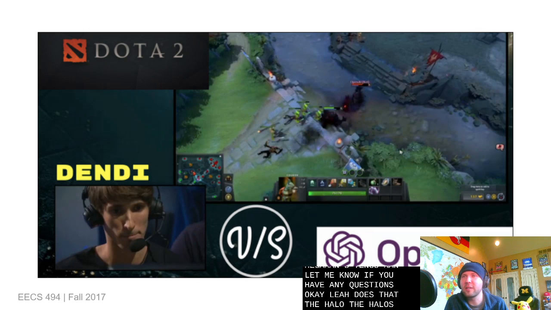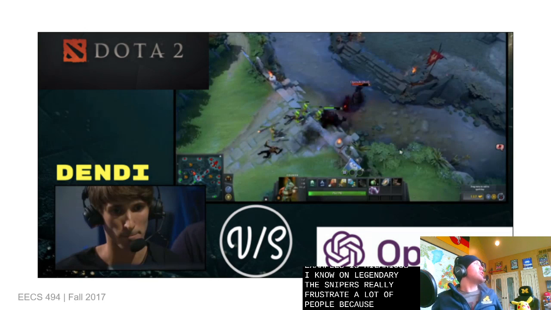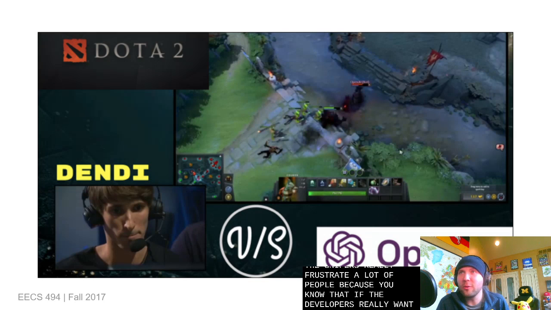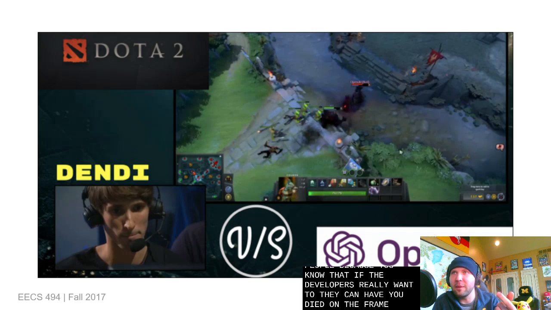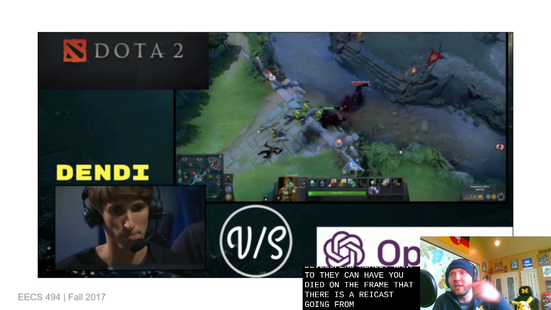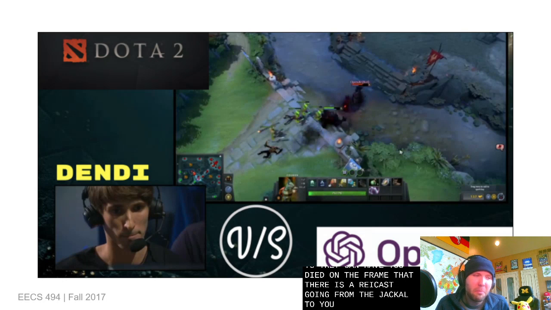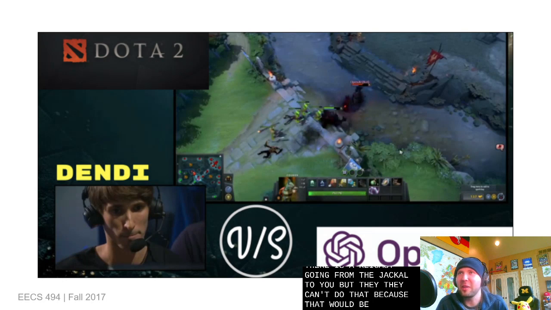The Halo example is hilarious. I know on Legendary the snipers really frustrate a lot of people, because you know that if the developers really want to, they can have you die on the frame that there is a raycast going from the Jackal to you. But they can't do that because that would be one of the least fun things you can imagine. You would have to be able to get through the entire stage without once entering into the line of sight of the enemy snipers.